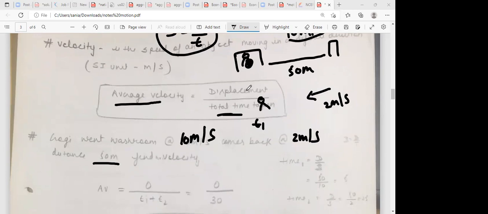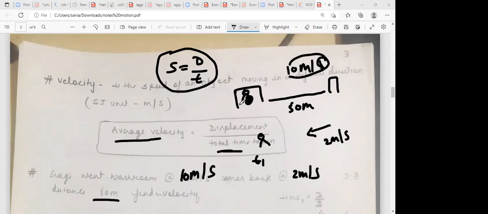Adil, think about displacement. He went here and he is back here only. So what is the displacement? 0. So what will be the answer, Adil? Justine, done?